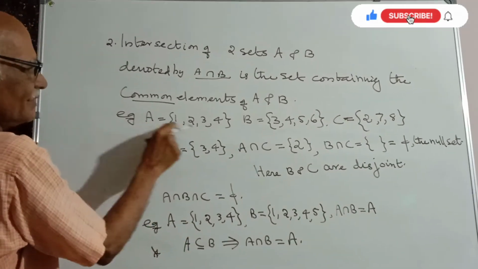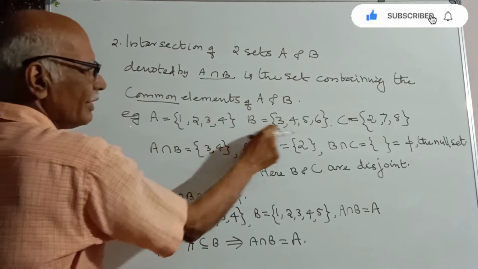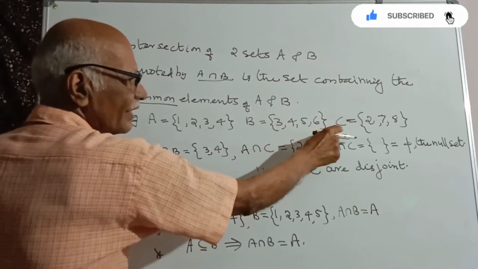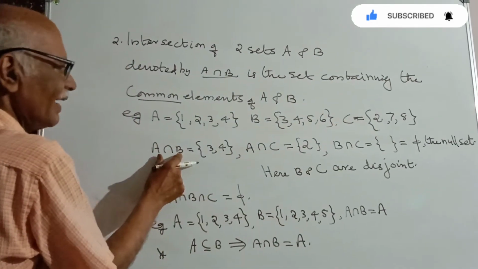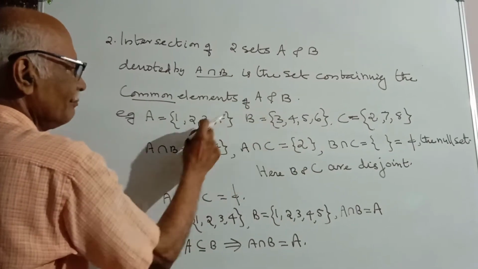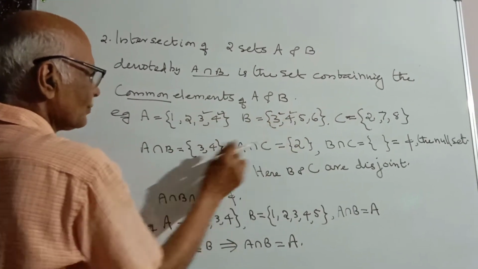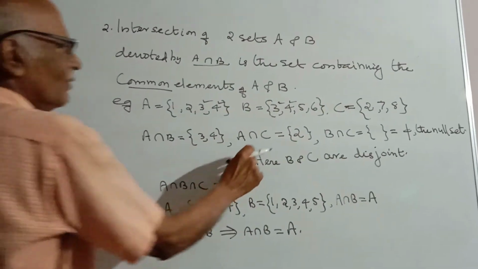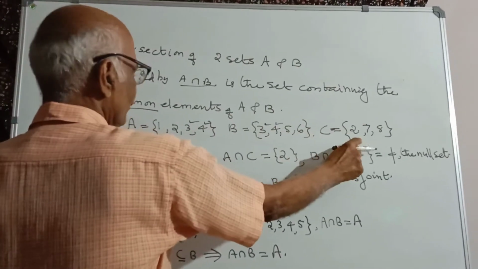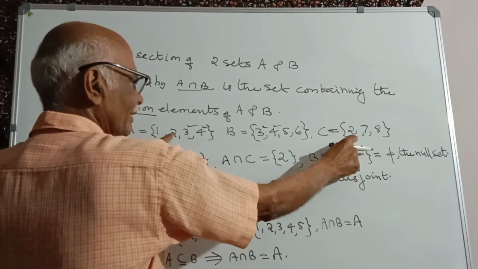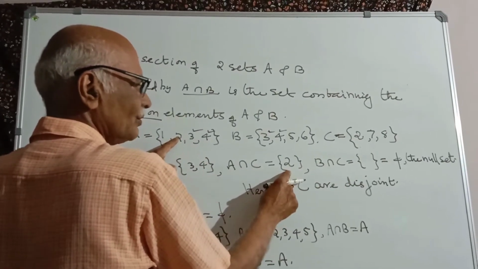For example, A is 1, 2, 3, 4. B is 3, 4, 5, 6. C is 2, 7, 8. A intersection B, common for A and B. You see 3 is common, 4 is common. So it is a set 3, 4. Now A intersection C, if you combine this, you see 2 is common. So A intersection C is 2.